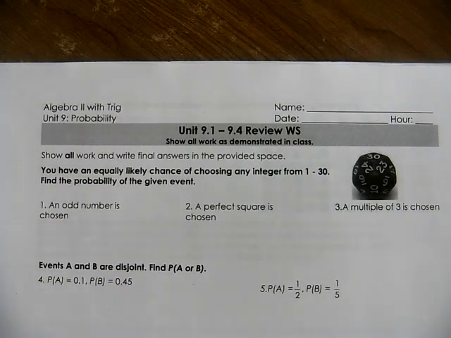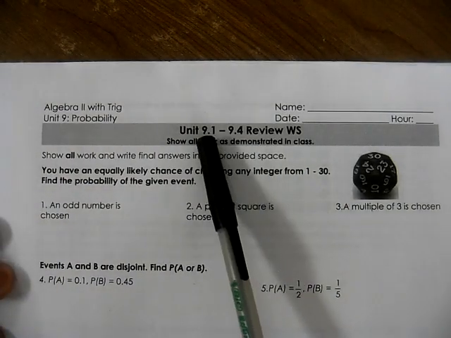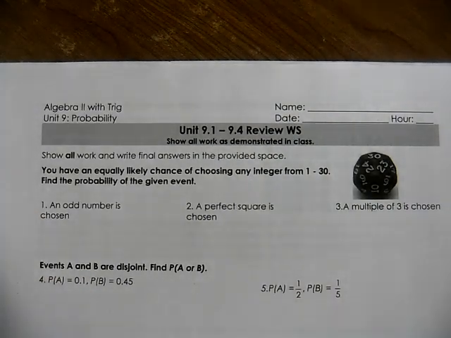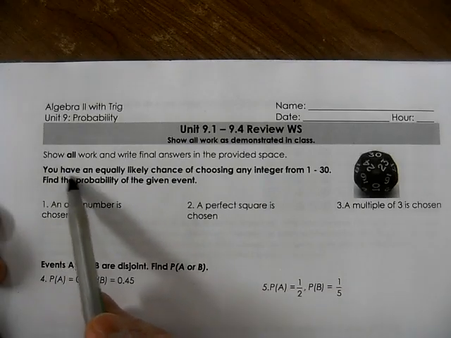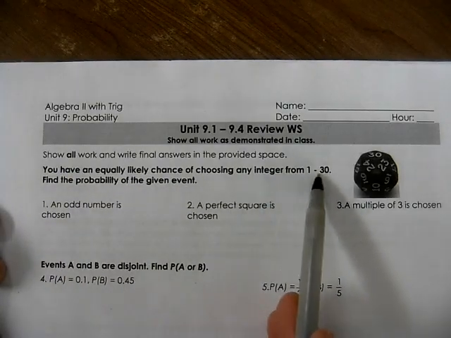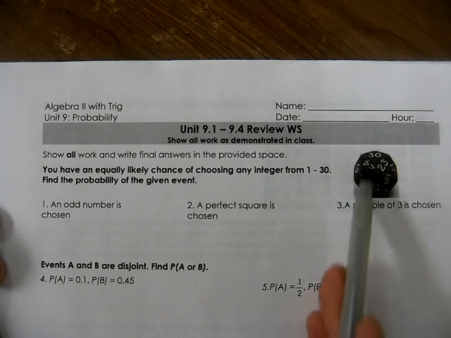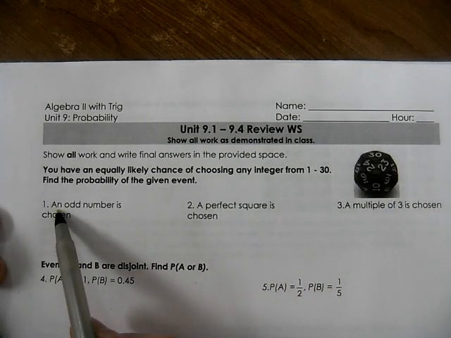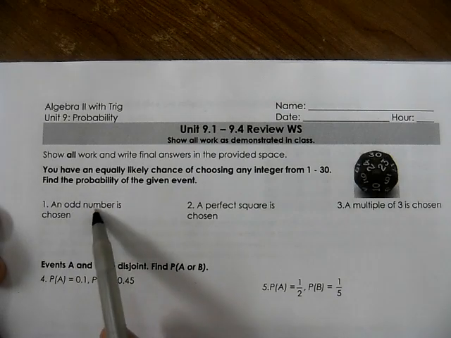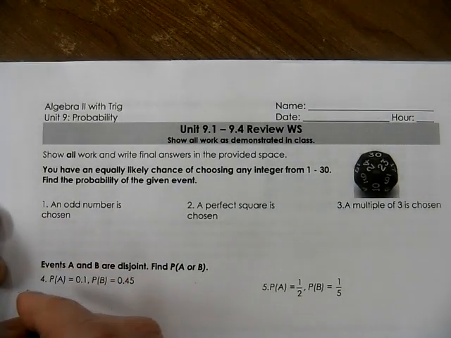This is Algebra 2 with Trig, working on the review for 9.1, 9.4. Looking at probabilities. So you have an equally likely chance of choosing a number 1 through 30 on a 30-sided die. We want to know what's the probability of an odd number is chosen.